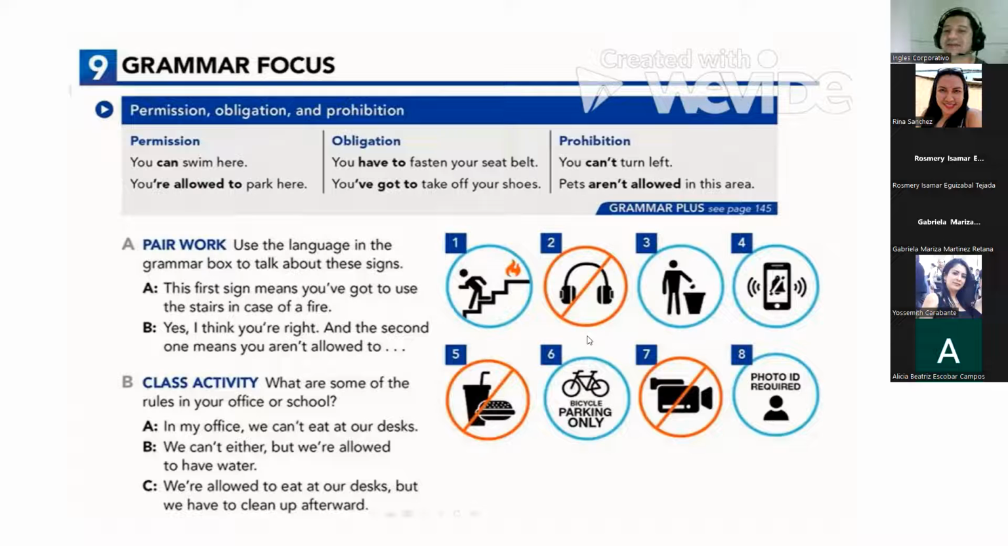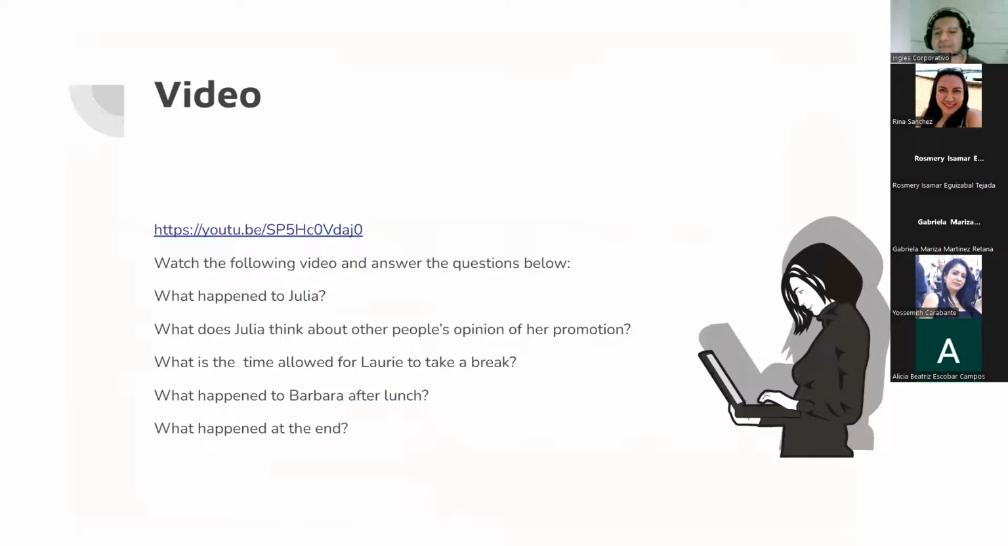So that is the meaning of permission, obligation, and prohibition. But we can use it daily, not only to interpret signs or to follow rules. Also, we have rules in our house, with our family members or in places where we work. We have rules: you are allowed to, you cannot do this, you have to do this. For example, if you have a job, you have to be on time. You cannot bring your cell phone, probably. We have a lot of rules, but it depends.